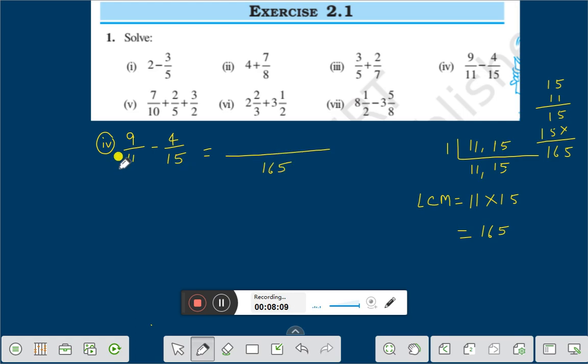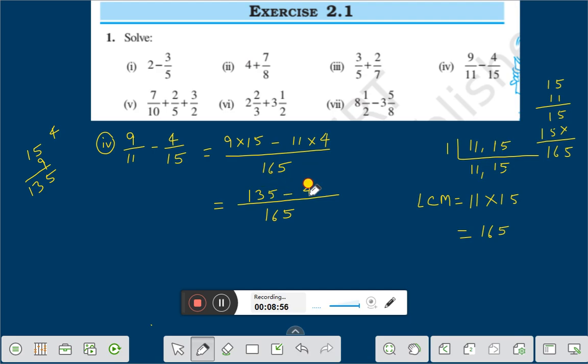Therefore, we are finding here that the LCM is 165. If you divide 165 by 11, you are getting 15. That is 9 into 15, minus, if we divide 165 by 15, it will be 11, 11 into 4. Therefore, you are getting, multiply 15 by 9, 5 nines are 45, 1 nine is 9 plus 4, 13, that is 135.